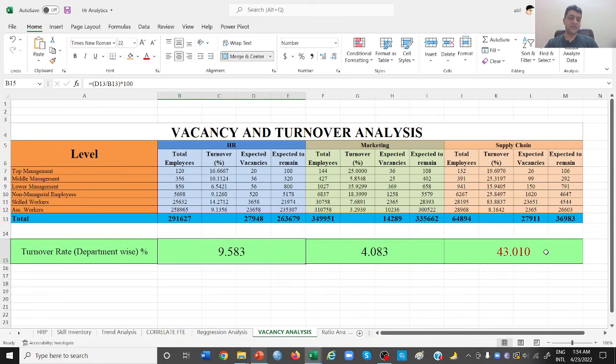Let's say supply chain department is showing us 43.010% turnover rate, which is too much. The same way, the turnover rate in the marketing department is low, and this is not very low, not very high. But these things can indicate to you how you're going to do the vacancy analysis, and then how you can calculate your turnover rate in percentage.